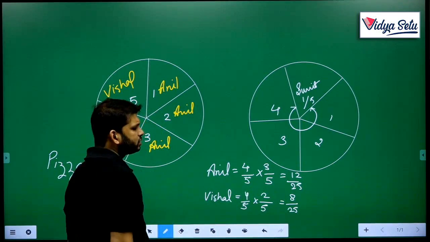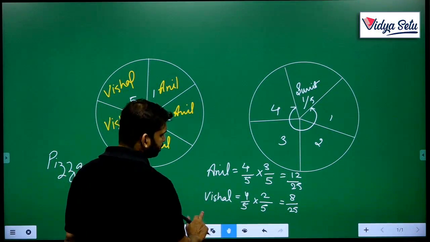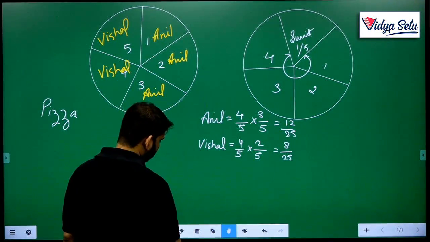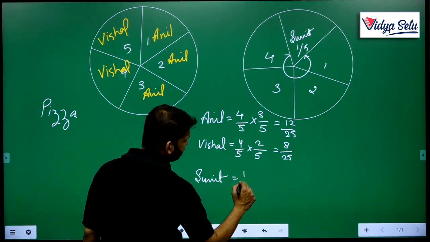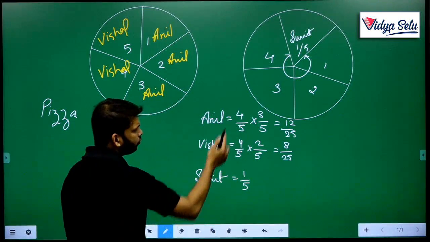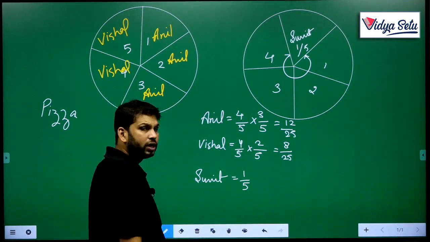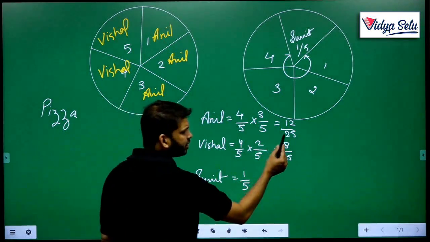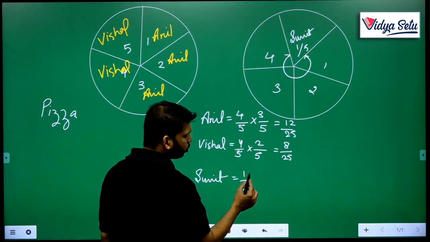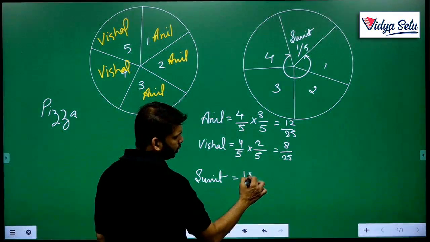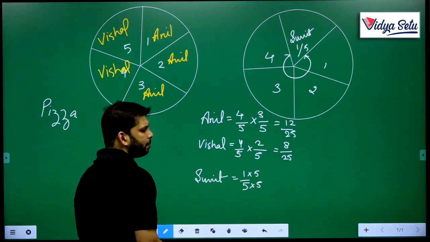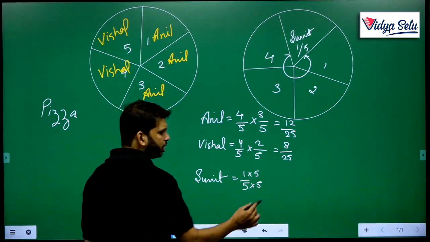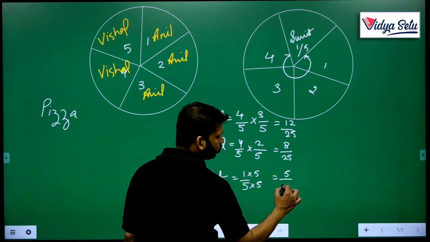Now the denominators have changed. For the new partners, the denominator should be equal. Sumit was entered for 1 upon 5 share. The other two are having 4 upon 5, but we can see the denominator is 25. So we'll make his also 25. How? By multiplying the numerator and denominator by the same number, because it cancels out. So it becomes 5 upon 25.